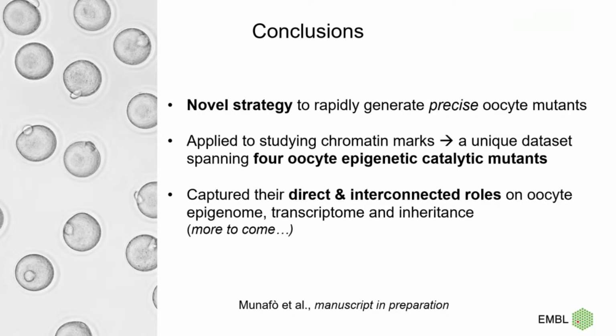So this was a very brief overview, but what I would like to leave you with today is that we've established a new strategy to generate precise mutations in the oocyte, and we applied it to the study of the functional role of chromatin modifications, and we're able to compare and contrast different mutants to highlight the direct and interconnected roles of chromatin marks in oogenesis and in inheritance.